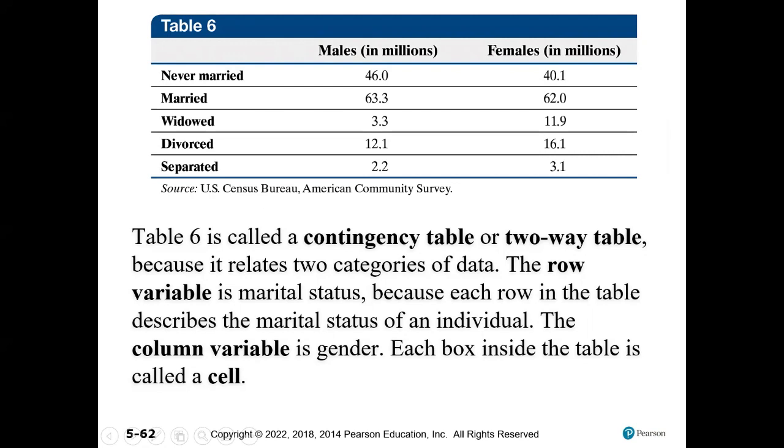In this case, the row is the marital status, and the column is the gender. Each box individually here is a cell. So we can talk about just males, just females, or total, never married, married, widowed, whatever. We can talk about all those kinds of things. This is what we call a two-way table, because we have both columns and rows of information.